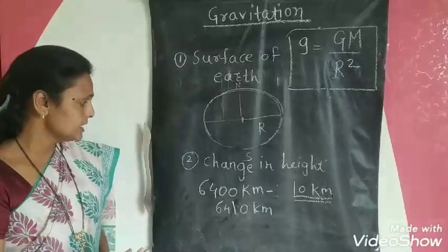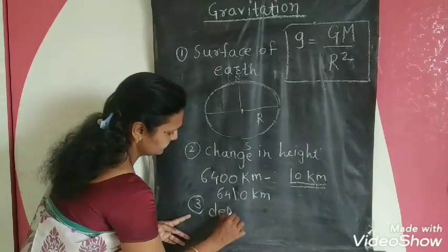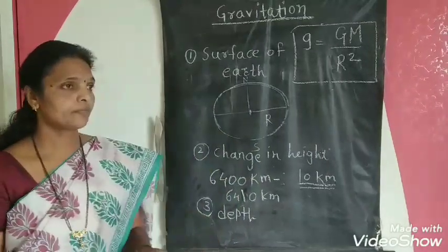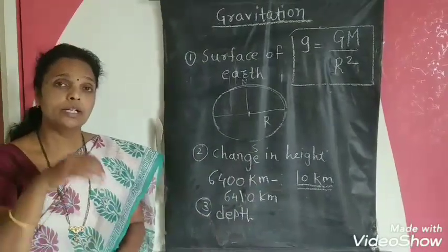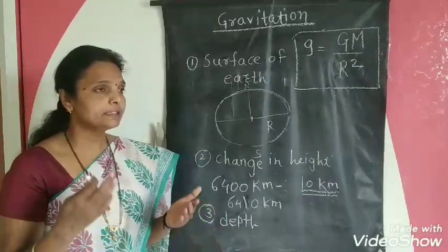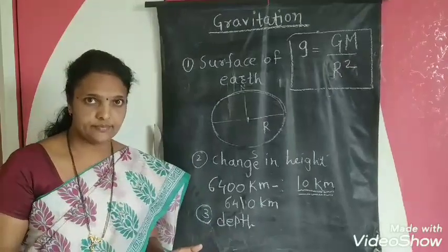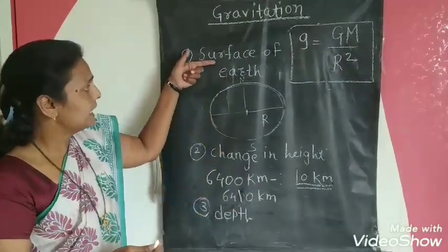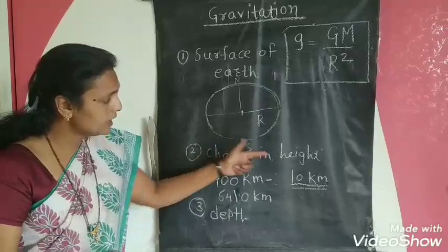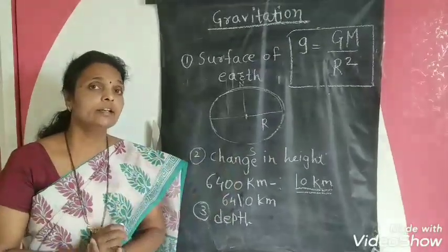Now the third is according to the depth. As we go deep inside the earth, the value of g again decreases. So here at the surface of earth, at a height and at a depth, the value of g is different.